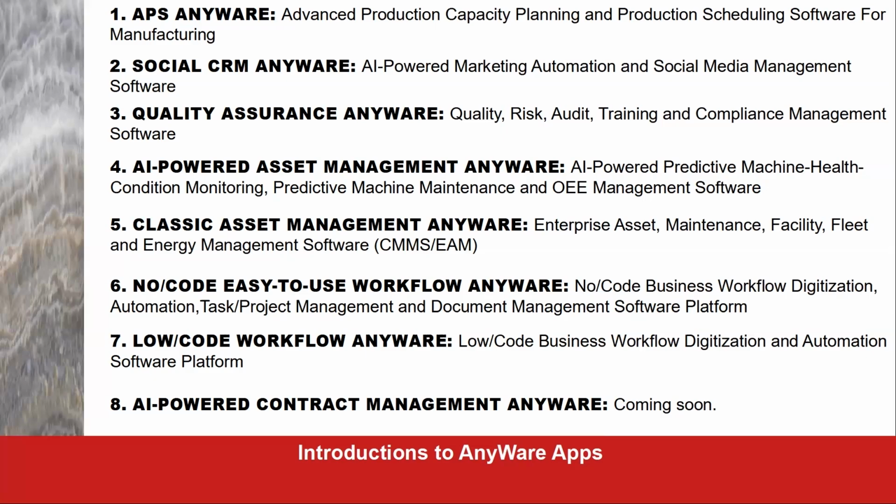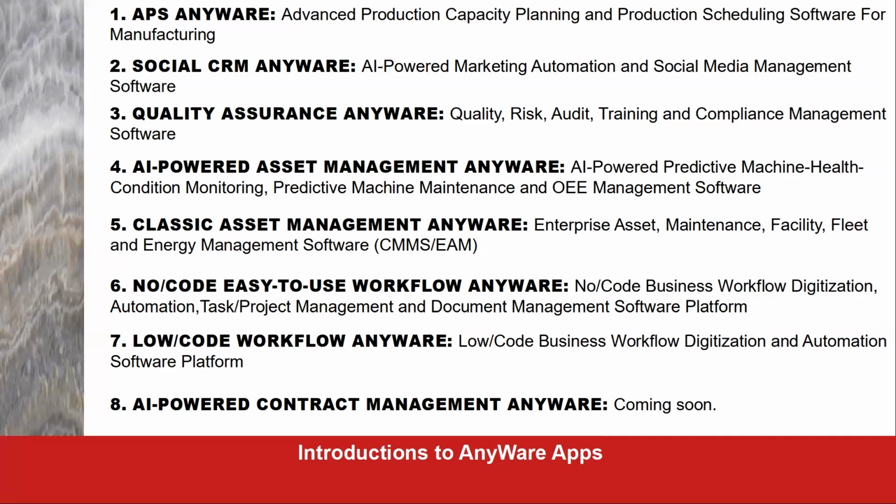When we look at Quality Assurance Anywhere, as we demonstrated earlier today, that is a quality, risk, audit, training, and compliance management software. Companies comply with ISO, good manufacturing practices, SQF, BRC, FDA, HIPAA, and many other regulatory and quality management requirements with the help of Quality Assurance Anywhere in a digital and paperless environment.